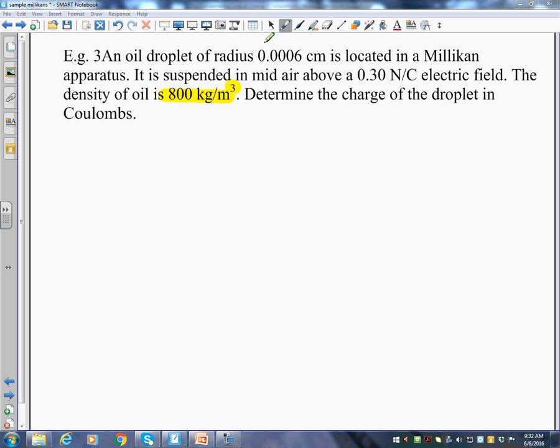So we have the radius here. Did you notice that it's in centimeters? Do you have a funny feeling it should be in meters? See how this says 800 kilograms per meter cubed? So yes, it's got to be in meters. It's going to be even smaller, 2 more zeros. How do you convert centimeters to meters? Divide by 100. Add 2 more zeros. So the radius is going to be 0.0006 divided by 100, or 6 times 10 to the minus 6 meters.